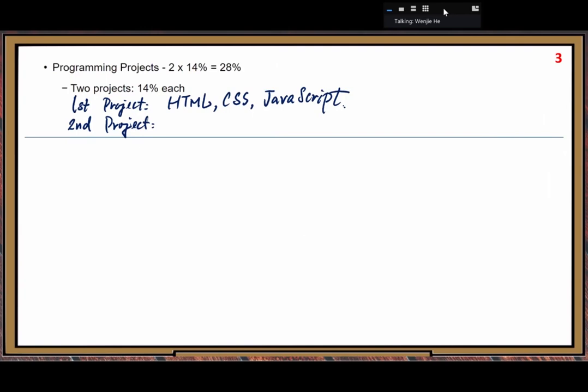A little more challenging, to earn extra credit.